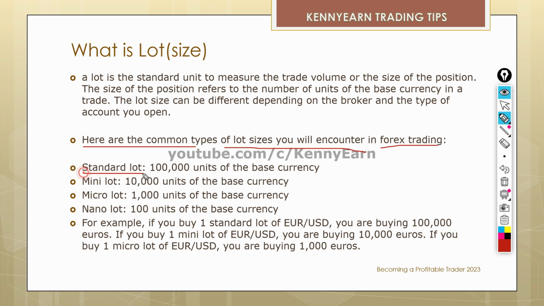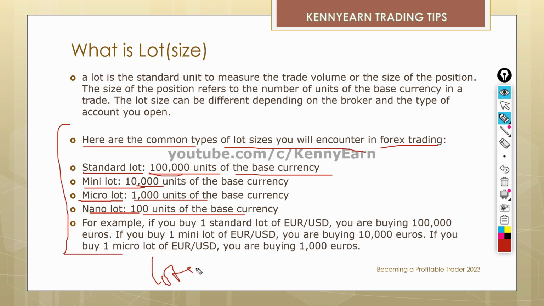We have the standard lot, that means 100,000 units of the base currency. Mini lot, 10,000 units of the base. Micro lot is 1,000 units. Nano lot is 100 units. I would advise you read more on the lot size from the PDF I'm going to drop.